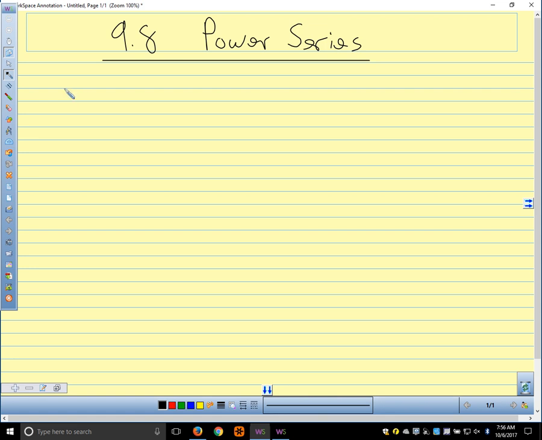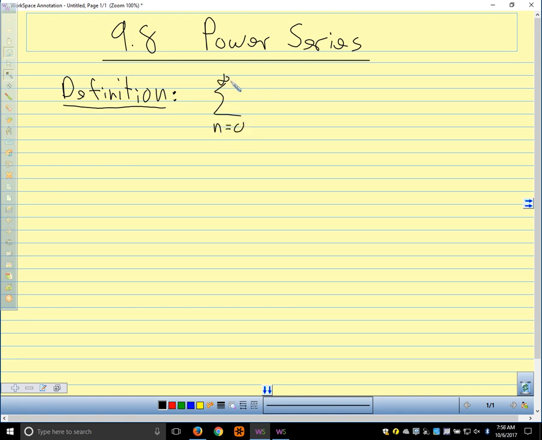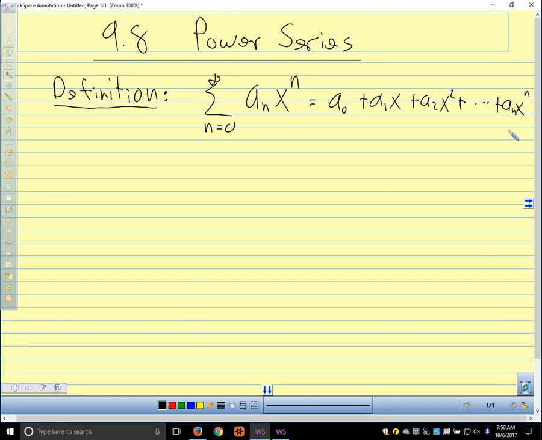So we're going to define a power series. A power series is the sum, starting at 0 to infinity, of a sub n x to the n. A few terms would be a0 plus a1x plus a2x squared plus dot dot dot plus a sub n x to the n. So this would be centered about 0.